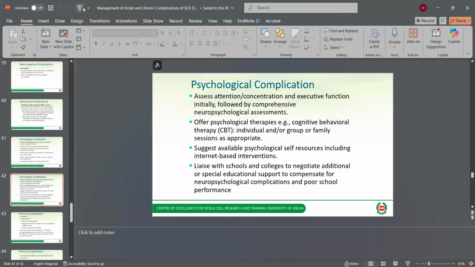Suggest available psychologically safe resources, including internet-based interventions. Liaise with schools and colleges to negotiate additional or special educational support to compensate for neuropsychological complications and poor school performance.